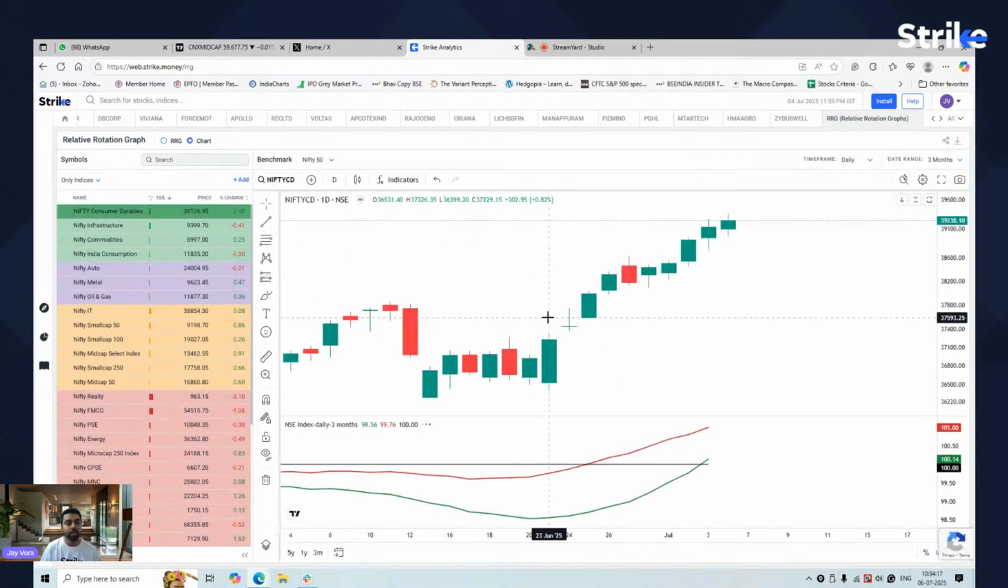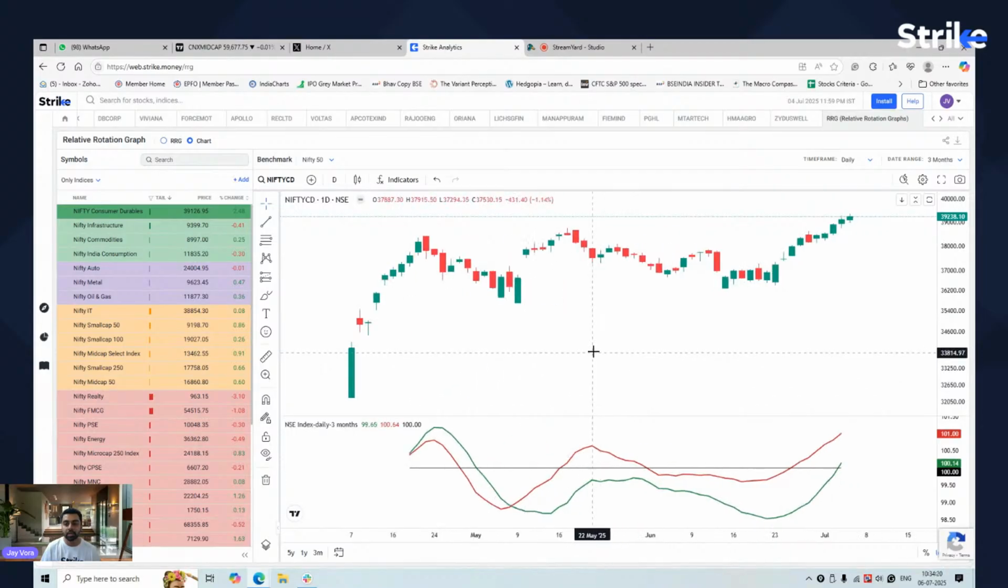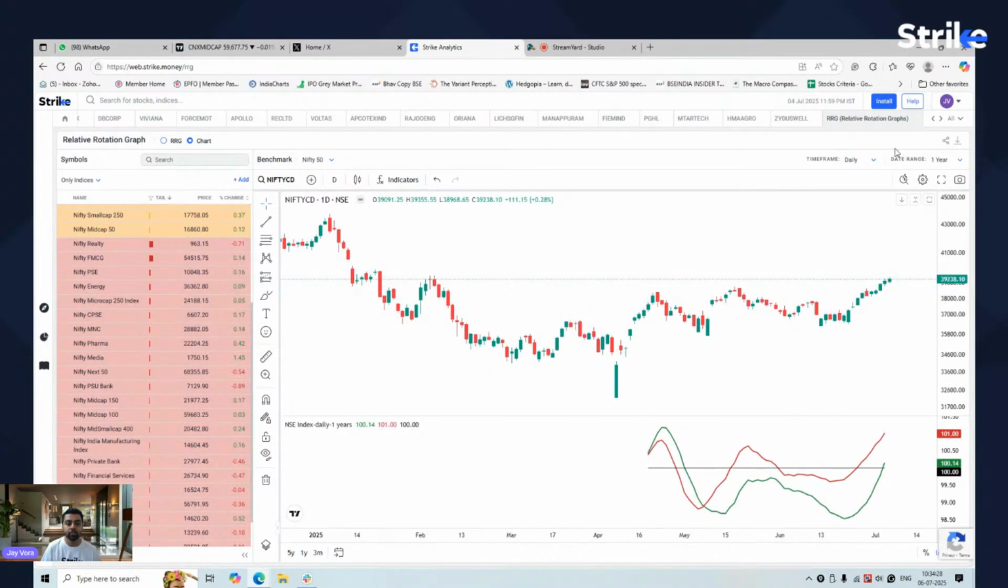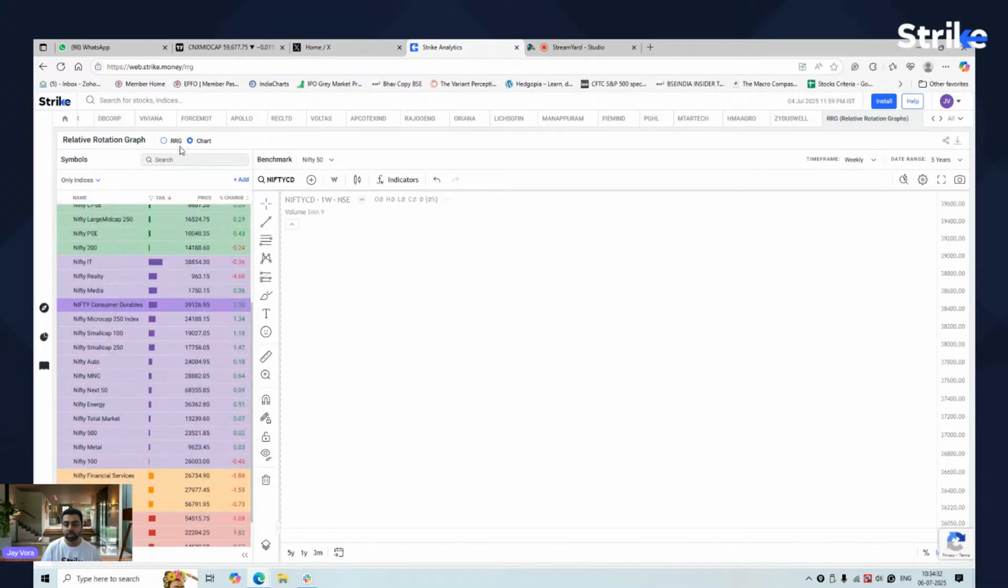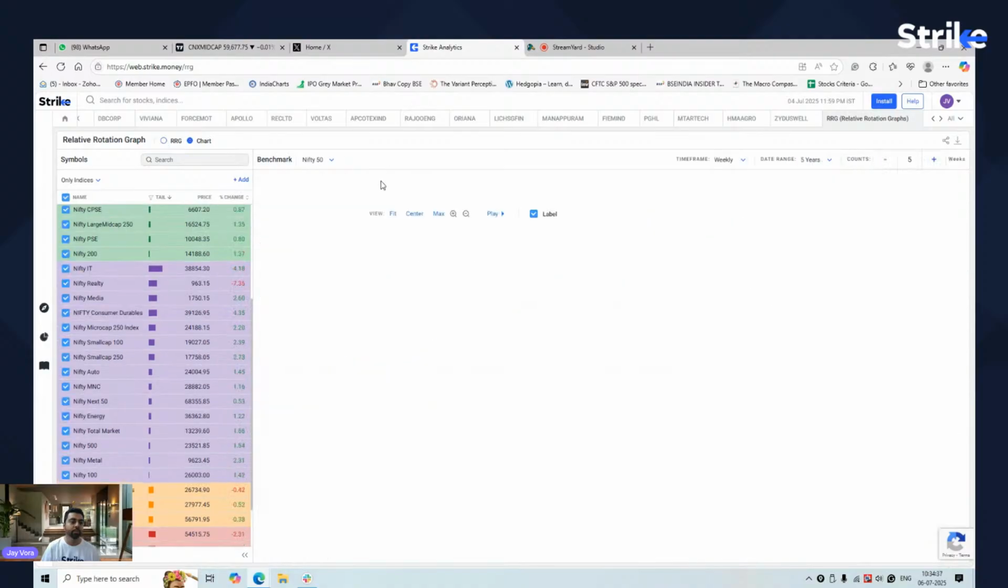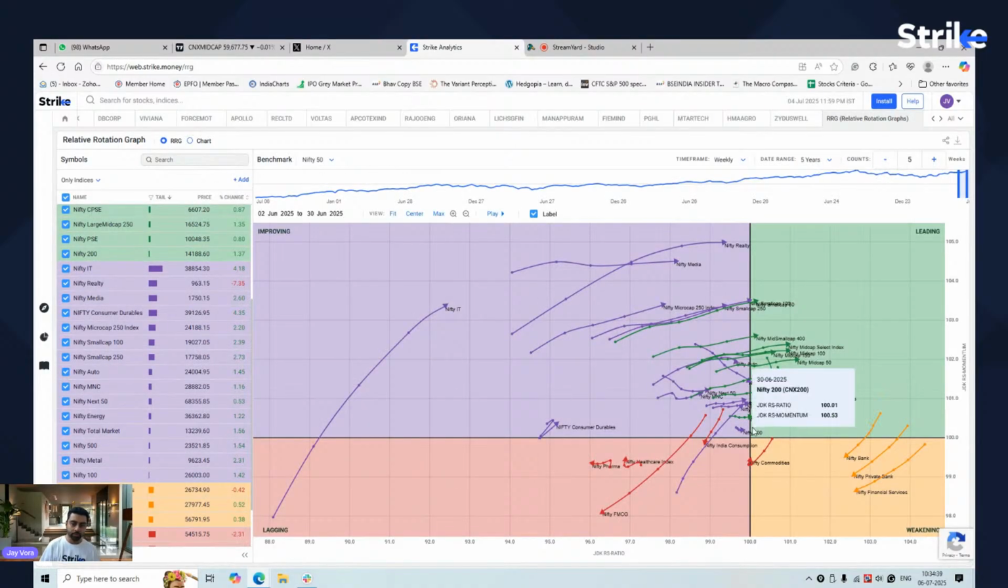But chart helps you to understand it in more detail as well. Even if you want to extend the time horizon on the daily chart, you can do it for 1 year and you will be able to see the chart of 1 year. That is how RRG will help you to understand on all the time frames. Over here is the time frame that you want to see.